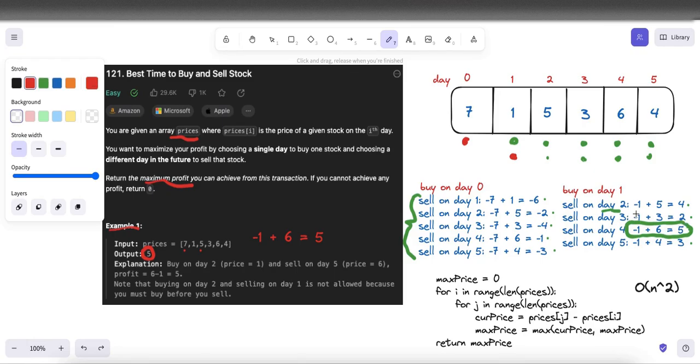Even though this ends up being the solution for our example, we would still have to continue on by considering every possible combination when buying on day 2, buying on day 3, buying on day 4, and buying on day 5.